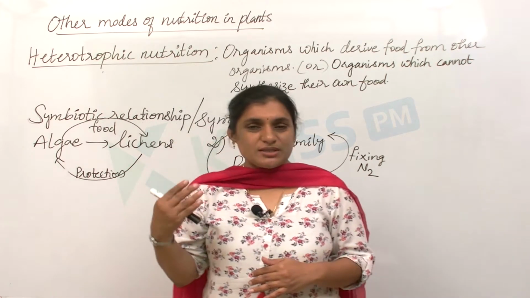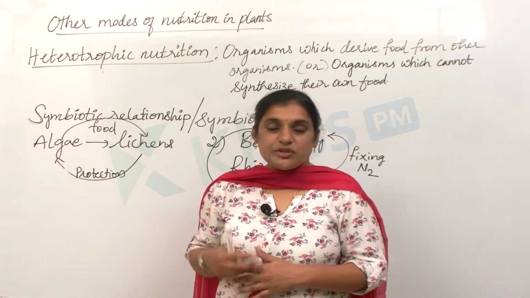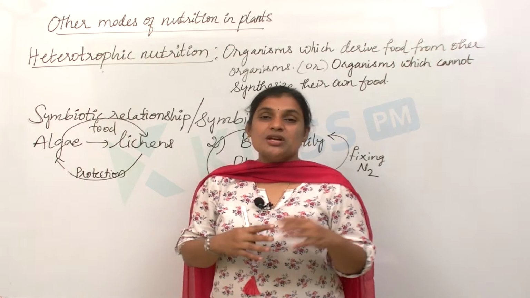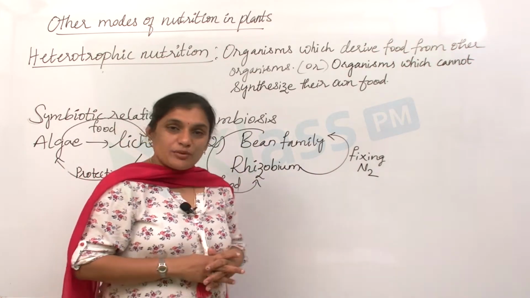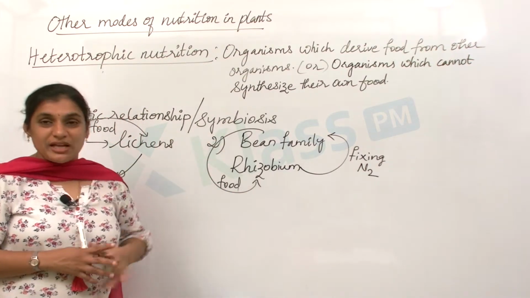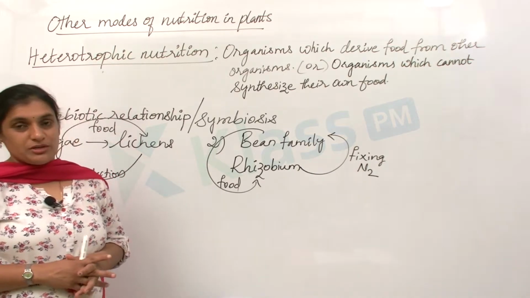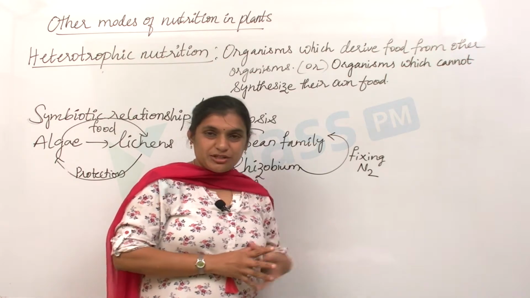So most of these bean families and the moong family, that is moong dal, derive this nitrogen from Rhizobium bacteria. In turn, they help this bacteria by providing the nutrients. So these are the different modes of obtaining nutrition in plants apart from autotrophic nutrition. As discussed, we have been discussing the symbiotic relationship.